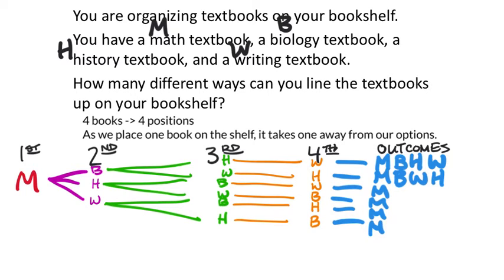On the next one, again, you can follow through on the branches. Math to history to biology to writing. Or math to history to writing to biology for this next one. Or the next one, math to writing to biology to history. Or math to writing to history to biology. And so I could have these books in this order right here, but that was just with math being the first one.